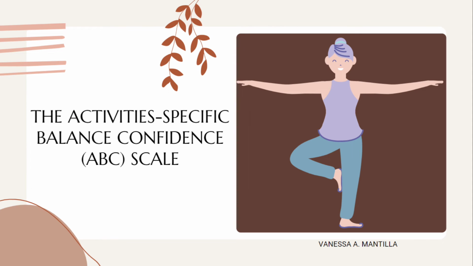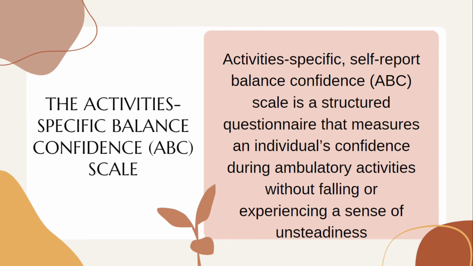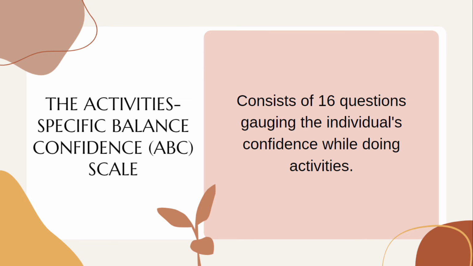Now for the last outcome measure, the Activity-Specific Balance Confidence Scale. This Activity-Specific Balance Confidence Scale is a structured questionnaire that measures an individual's confidence during ambulatory activities without falling or experiencing a sense of unsteadiness. This scale consists of 16 questions, gauging the individual's confidence while doing the activities.